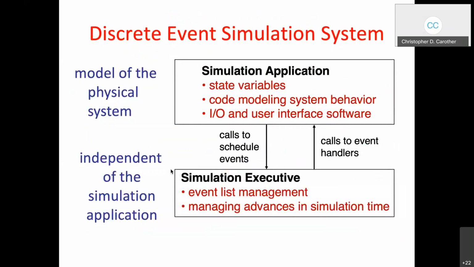At the top, we have the actual application. That could be your airport model, for example. Under the covers, again, we have this simulation executive. At the top level, the application, we're worried about state variables and the event code itself, which affects system behavior. So all the state variables, whether a plane has landed or is in the air, things like that, as well as any IO. Down below, it does all the event list management, and really the heart and soul of it is managing time advance, ensuring that we're processing events in timestamp order.